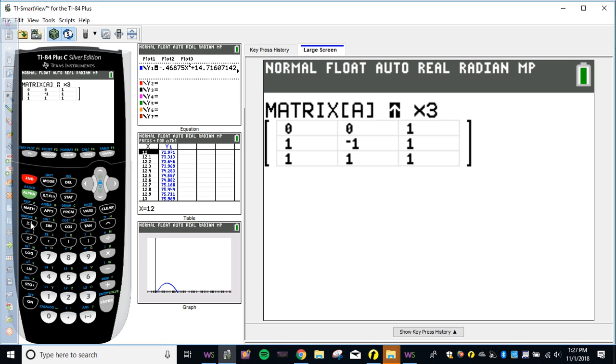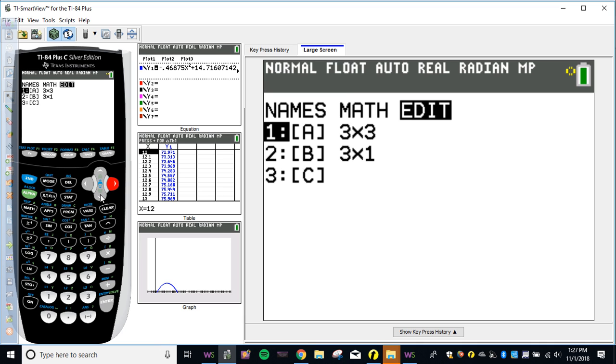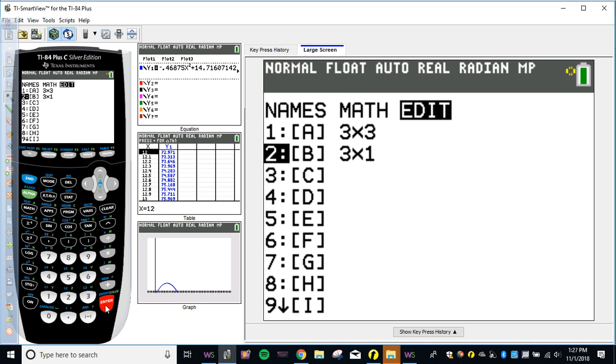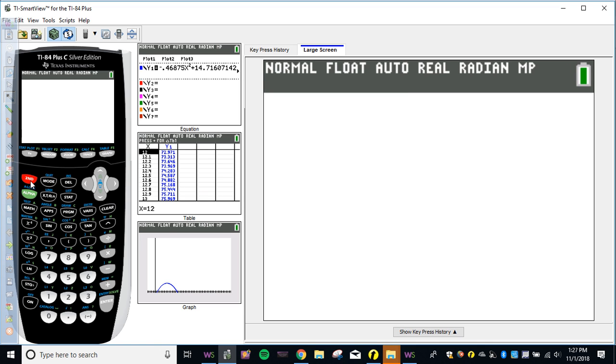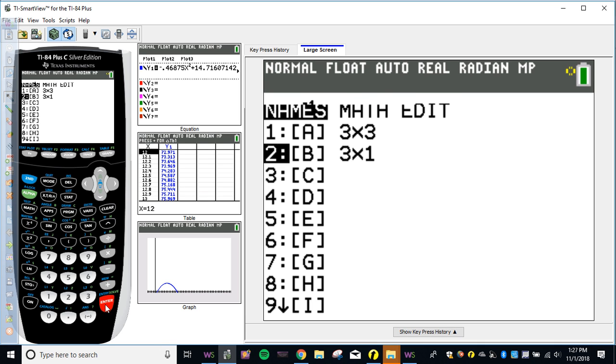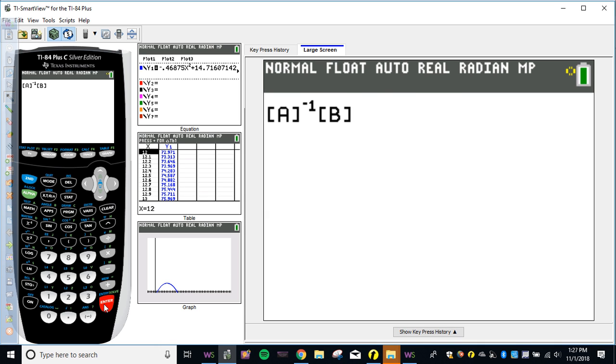So second matrix over to edit down to B. Get that one in. 0, -2, and 6. Then you can go back to the home screen, second matrix, enter, hit the inverse button right here, second matrix down to B, enter twice. So what does this mean? That means A is 2, B is 4, and C is 0.